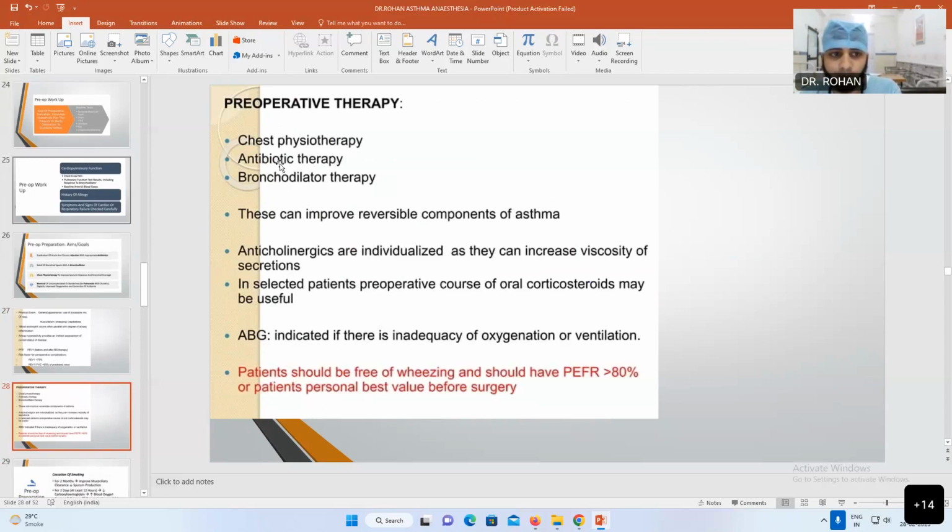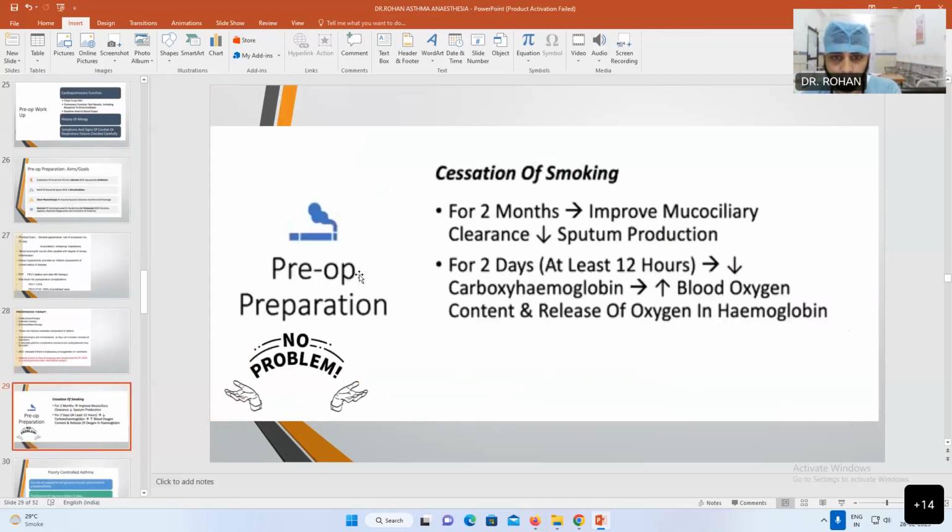So we have already seen that chest physio, antibiotics and bronchodilator therapy should be done pre-op for patients with bronchial asthma. Cessation of smoking for 2 months will improve mucociliary clearance and decrease sputum production. And cessation of smoking for at least 2 days, or at least 12 hours, will reduce carboxyhemoglobin significantly, which can increase blood oxygen content and the release of oxygen from hemoglobin.